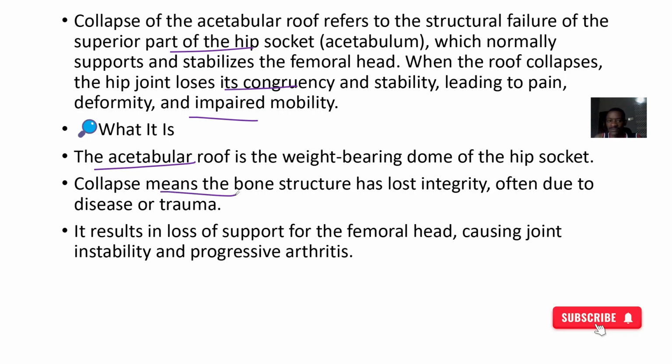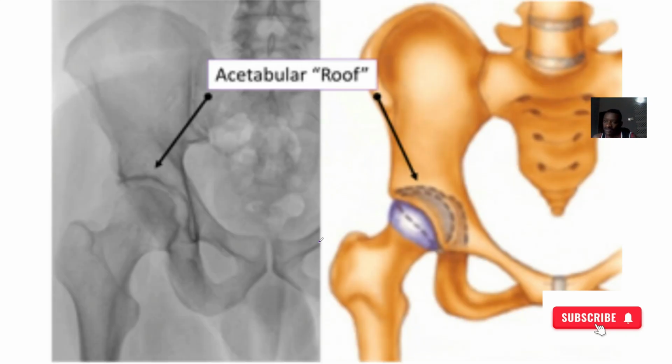When it collapses, it simply means the bone structure has lost its integrity, often due to a disease or trauma. So it results in a loss of support for the femoral head, causing joint instability and progressive what? Arthritis. Okay. So I have an image here showing the acetabular roof.